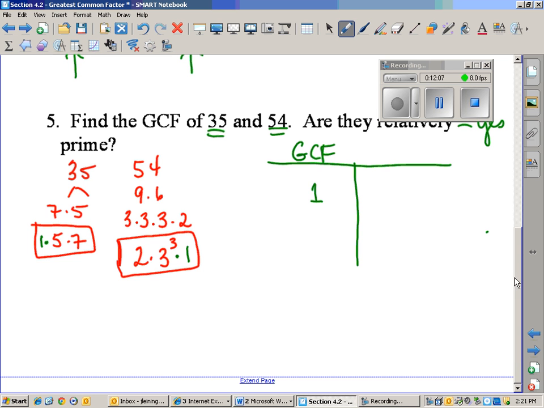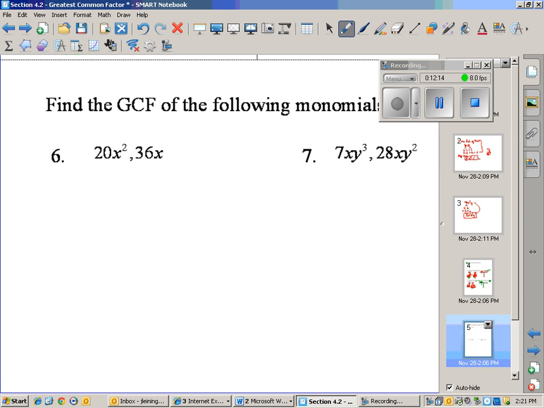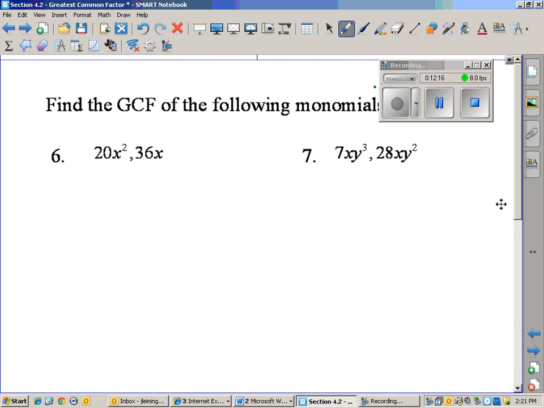Okay, we're going to talk about monomials now. We talked about the definition of a monomial in class, and now we're going to look at doing the GCF of some monomials. These are just like the other ones, except we've got some variables thrown in. The variables are the easiest part of the whole GCF process, because remember how easy they were to do in the prime factorization. So let's start with the prime factorization of 20x squared.